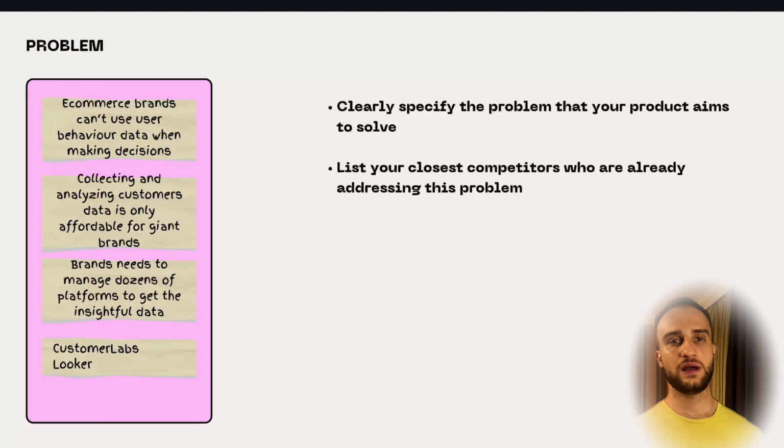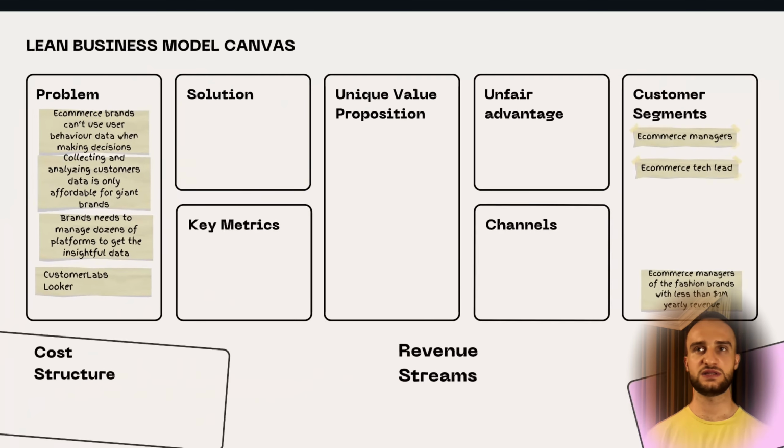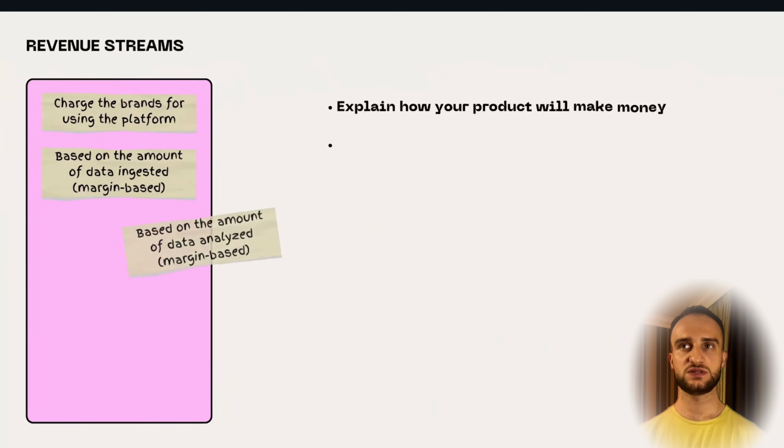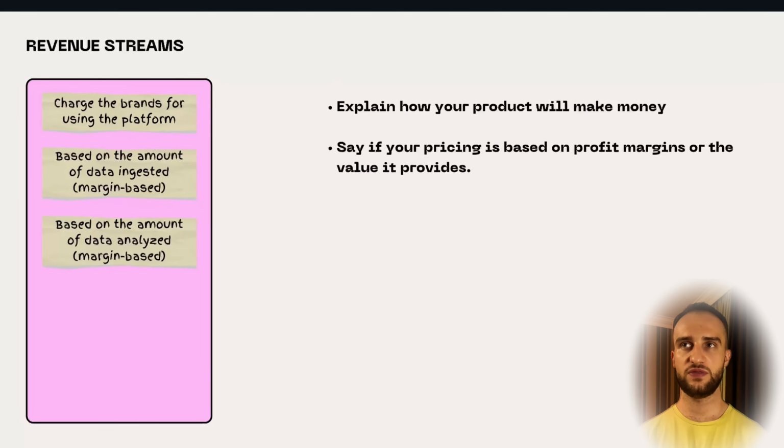And after making our analysis, we found out that Customer Labs and Looker are the two closest platforms that are trying to be a customer data platform for e-commerce brands. So we stated it here. So now we have our problem assumption stated clearly. Let's figure out what our revenue streams will be. In this case, with revenue streams, we're going to explain how the product will make money and what our pricing strategy would be, our pricing margin based or value based.